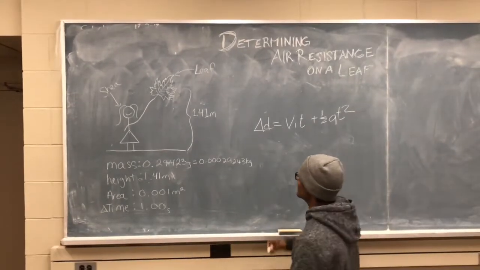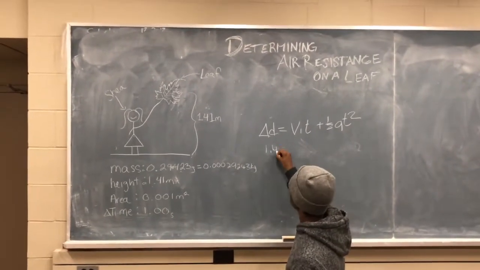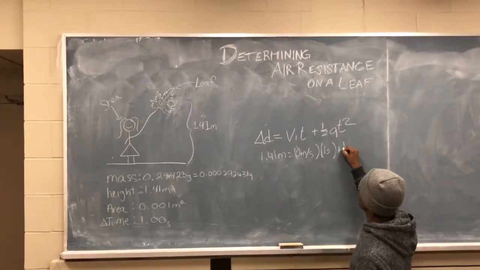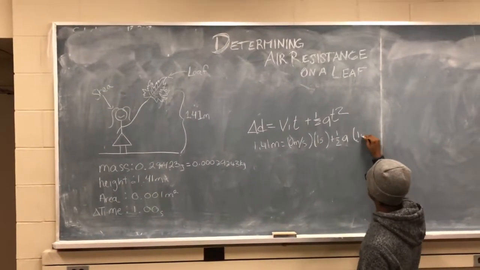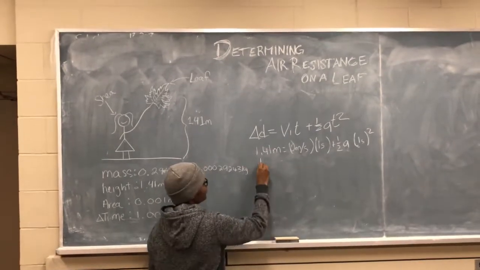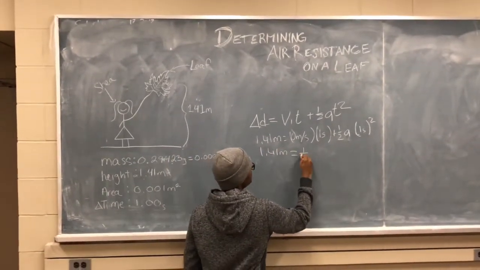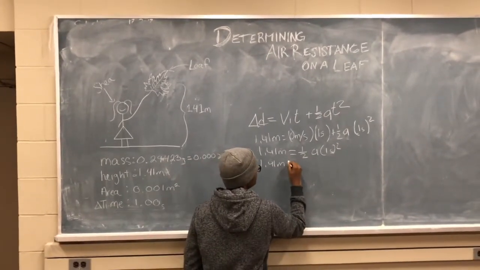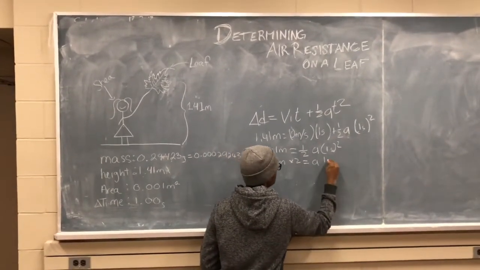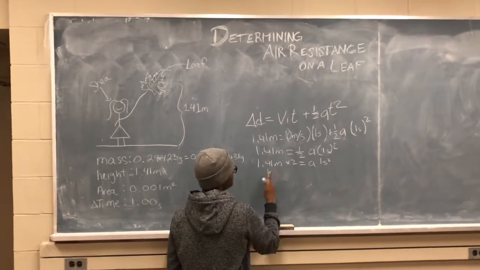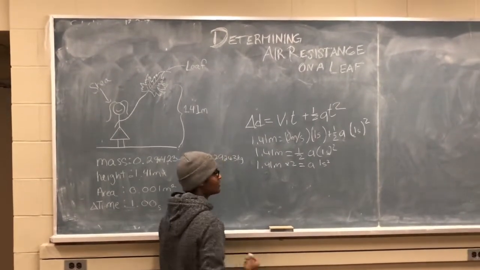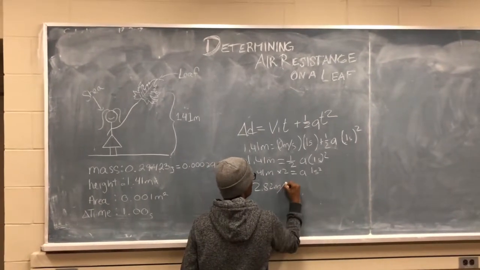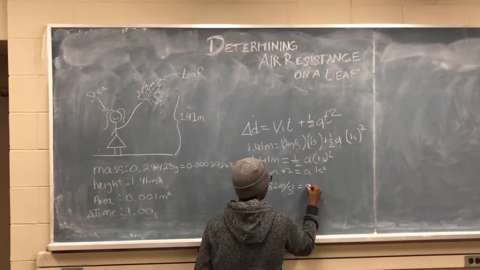Let's plug this in. For the distance, it's 1.4 meters, like we said before. Initial velocity 0 meters per second, times the time, which is 1 second, plus half the acceleration times the time, 1 second squared. Moving forward, 1.4 meters equals half acceleration times 1 second squared. 1.4 meters times 2 equals acceleration times 1 second squared. I'm not even using a calculator for this one: 2.8 meters per second squared equals a.